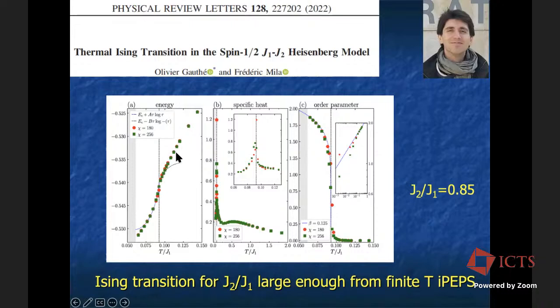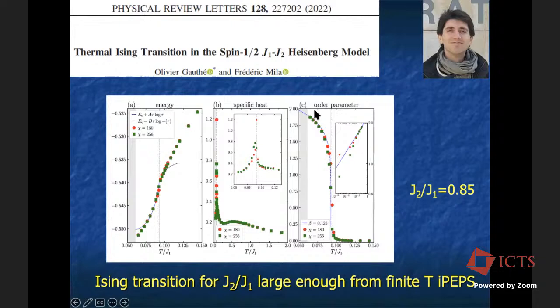So there is clearly an anomaly in the energy. And if we calculate the specific heat, what we found is that there is a broad maximum at a temperature of the order of the coupling constant, as in any quantum antiferromagnet. And then at lower temperature, there is a very clear peak in the specific heat, a divergence of the specific heat.